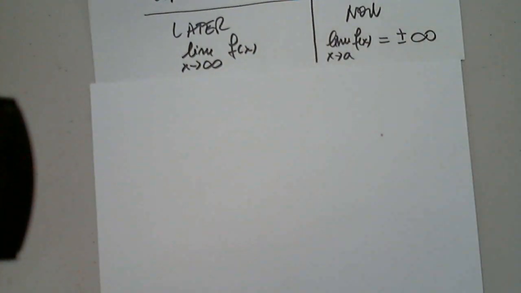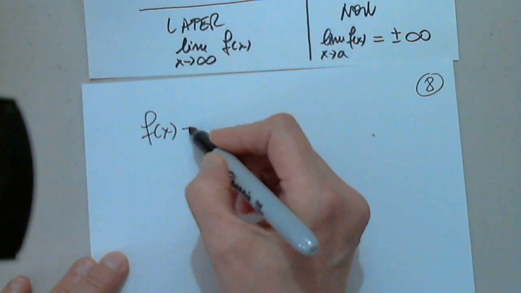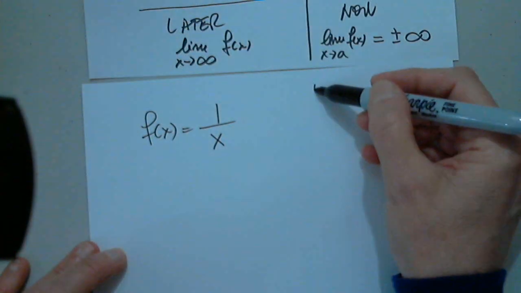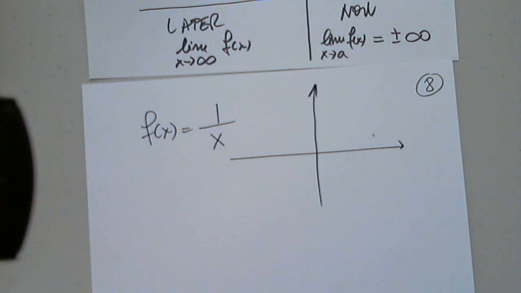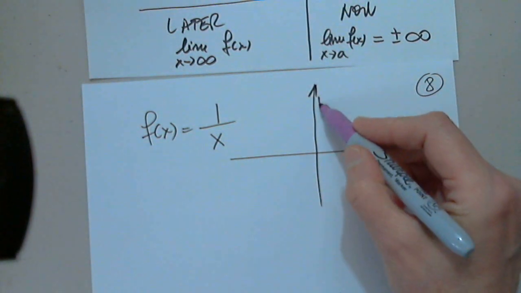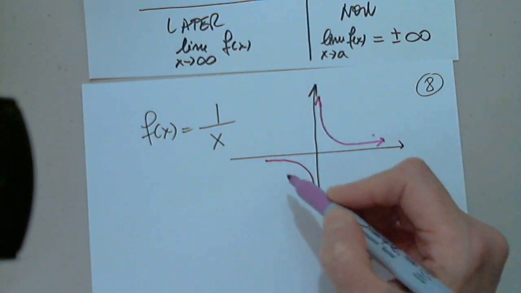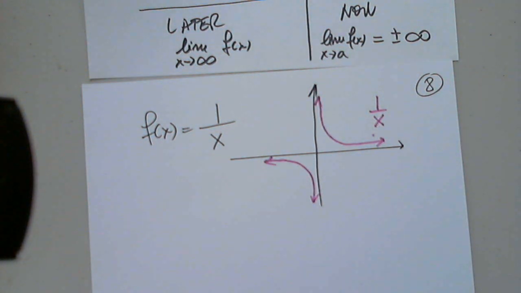So let's graph a very simple function that I would like you to remember always. This is a rational function, 1 over x. We learned everything about this function a long time ago. And here it is. This is the function 1 over x. Please remember it forever.